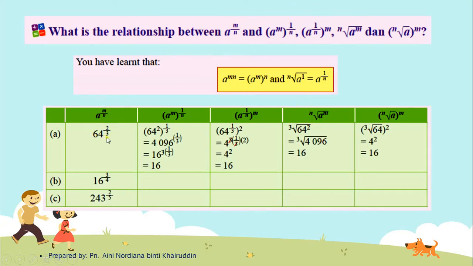So this is in a to the power of m over n form. So 64 to the power of 2 over 3. If you want to write in this form, a to the power of m to the power of 1 over n, a here is 64, so you just put 64 here. 2 here is m, so write here 2, and 1 over 3, 1 over n, and here n is 3, so 1 over 3.